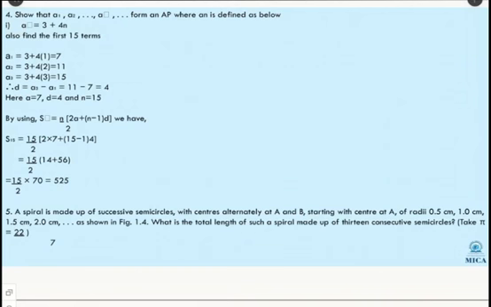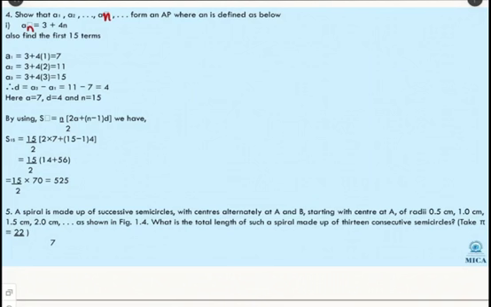Show that a1, a2, an form an AP where an is defined as below. an is equal to 3 plus 4n. Also find the sum of first 15 terms.